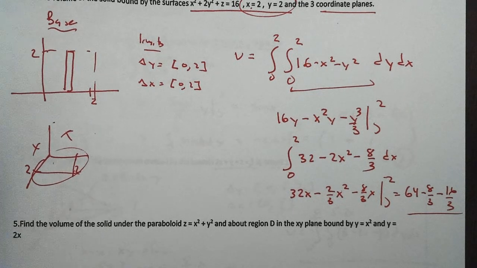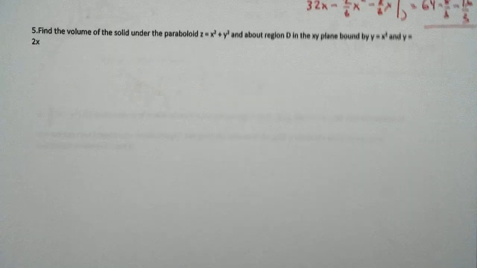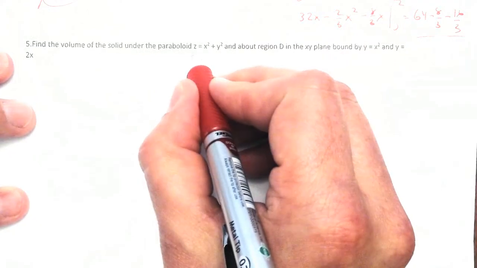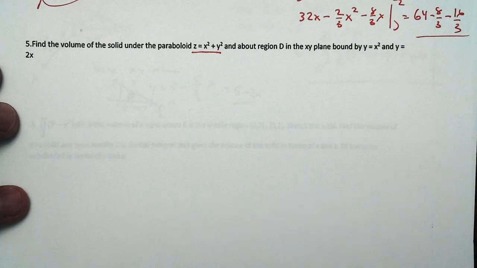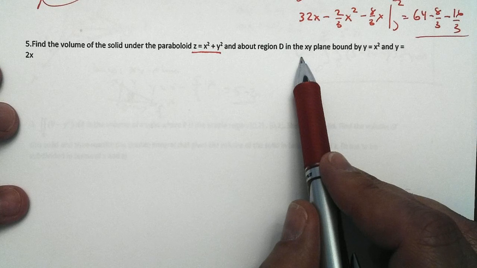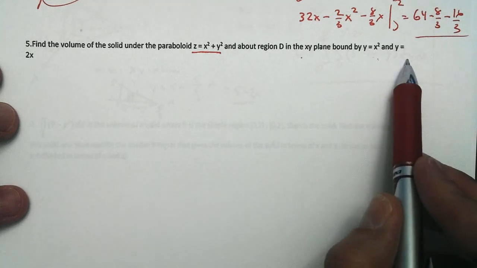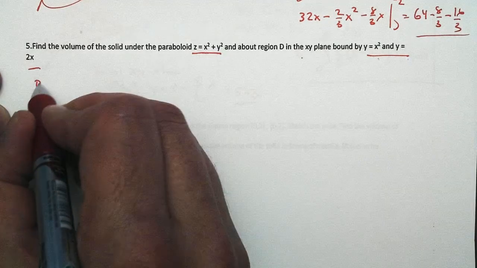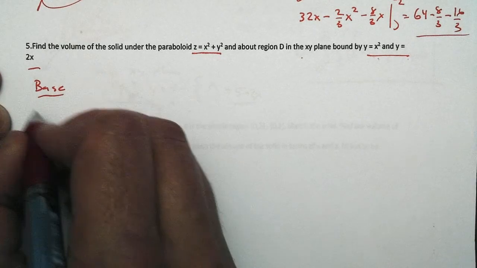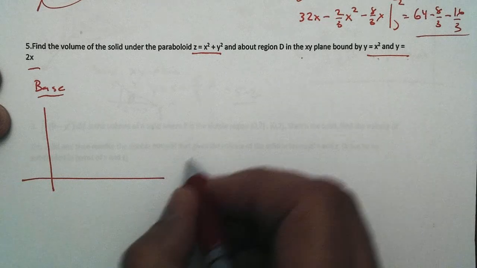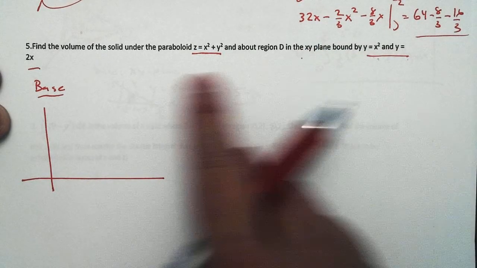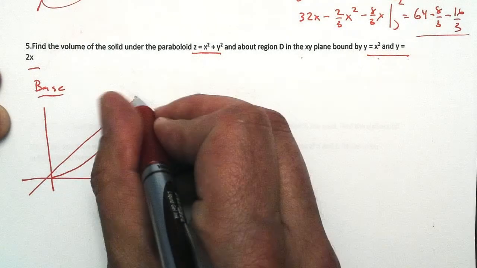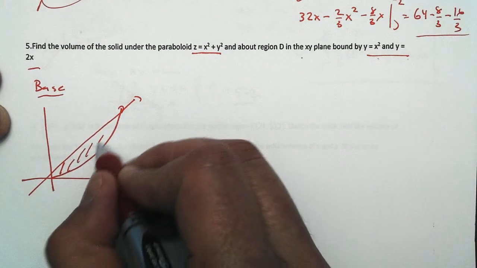Alright, and let's see, we got time, we'll do one more, number 5 right there real quick. These are kind of fun here. Find the volume of the solid under our paraboloid, x squared plus y squared, about the region in the xy plane bounded by y equals x squared and y equals 2x. So they're giving me my base right here. So looking at the base, ready, here we go. We're only in the intersection of these two, so the parabola y equals x squared and y equals 2x. So we're looking at this region right here.